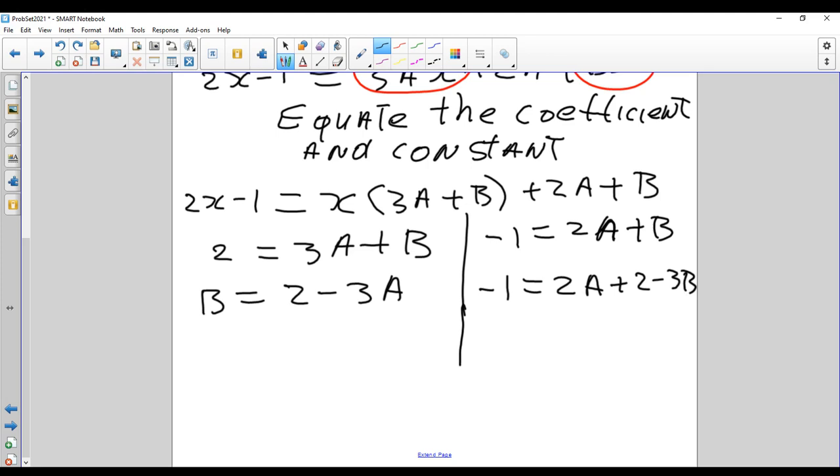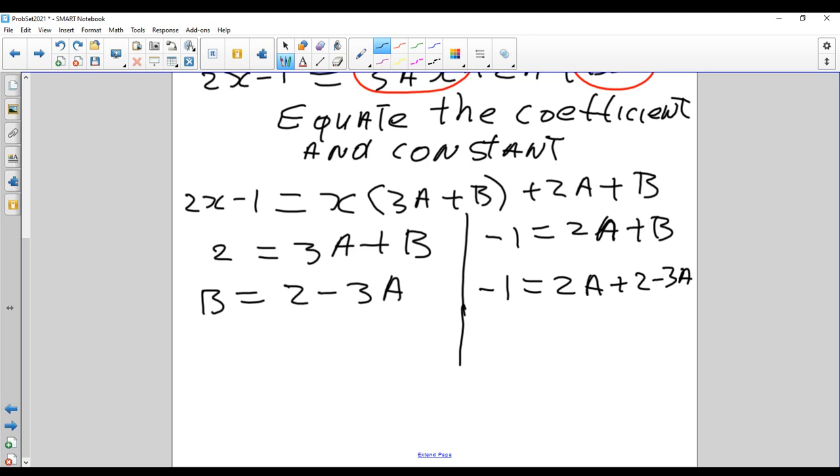Rubbish, rubbish, rubbish. Minus 3a. Yes. Absolute nonsense. Thank you. I didn't do that on purpose to see if you're paying attention. I just made a mistake.